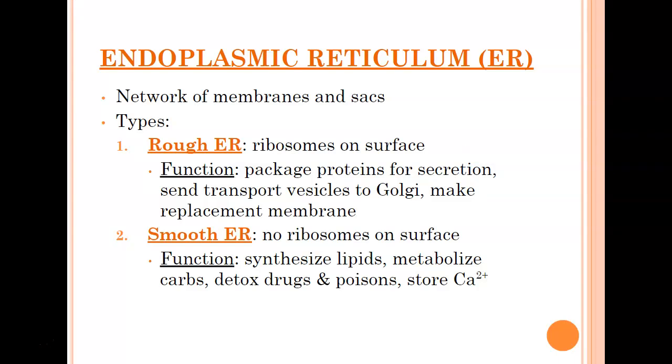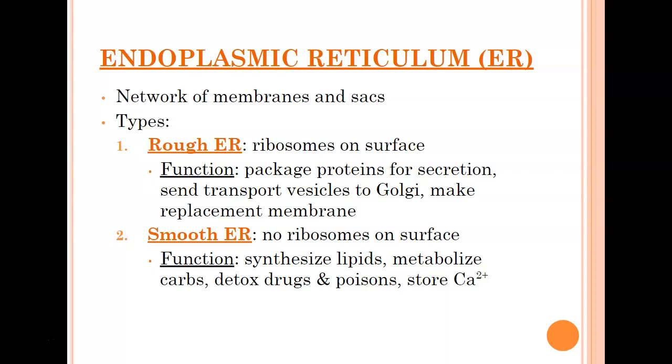So there's lots of sacs, and it's kind of like this never-ending conveyor belt. There's the rough ER that have the ribosomes. Their job is to package those proteins and send them off to the Golgi apparatus, which we will learn about, and make replacement membrane. So they help to replace and replenish the membrane as well as export things.